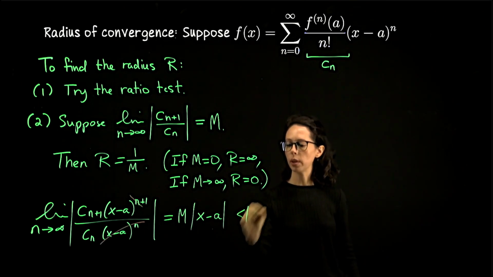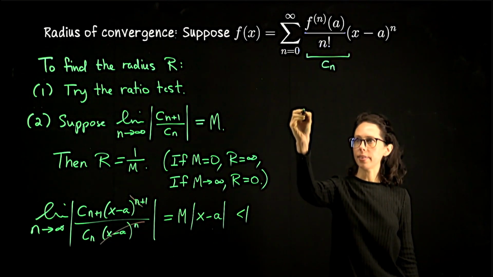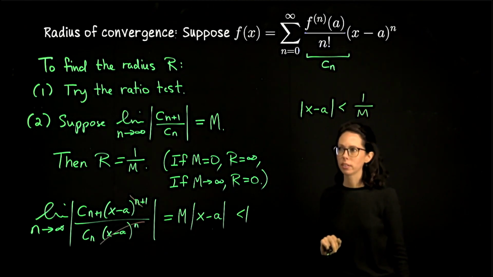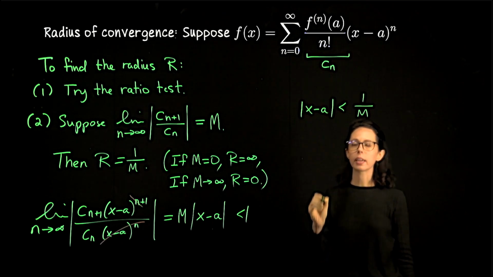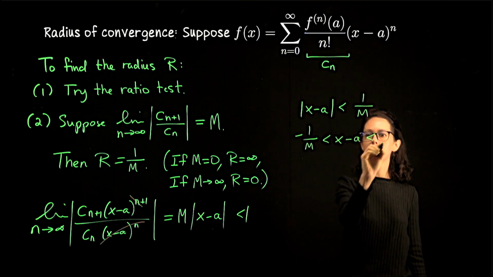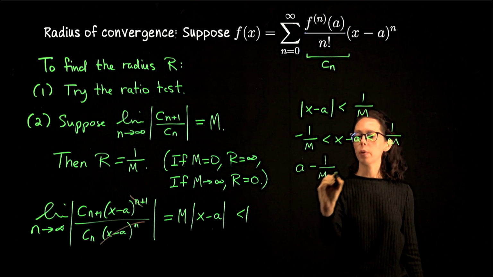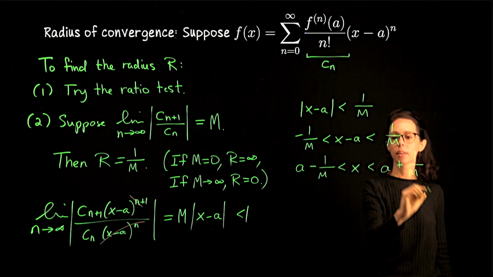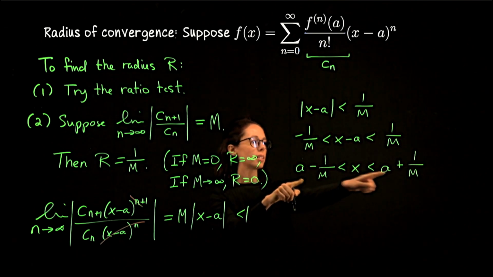So let's say we want this less than 1. Let me continue the computation over here. I could say that that means that x minus a is less than 1 over m. Right here I'm working with the case where we're assuming we have a nice positive number. If I unfold this inequality, we've got negative 1 over m less than x minus a less than 1 over m. Add a to everything, and you get that x is situated between a minus 1 over m and a plus 1 over m. In other words, this is a radius of 1 over m. So x is within distance 1 over m of a.